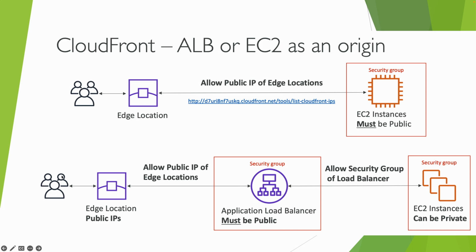So instead of getting that directly from the user, users are accessing these edge locations, and we are using these edge locations to connect to our load balancer and get the data. Fine. So this is how we use the application load balancers or the EC2 instance directly using CloudFront.